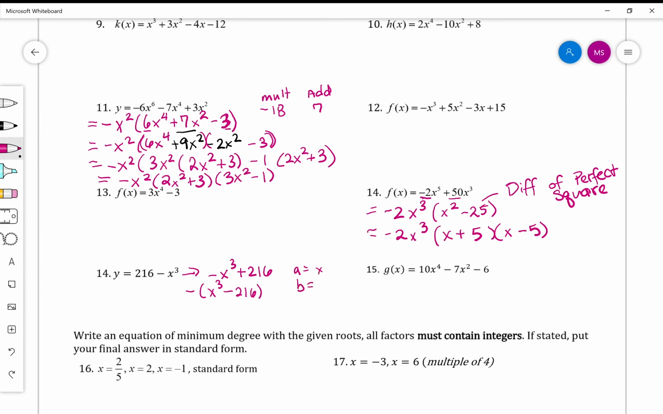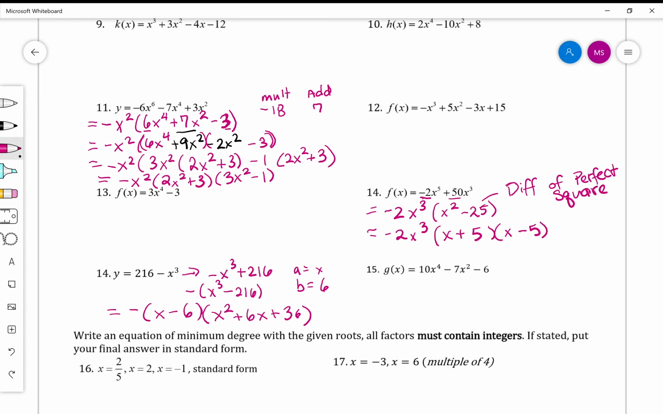B is going to be, well, 216, the cube root of 216 is 6. I'm going to do the difference. So this is going to end up equaling, remember it's a, so that's x because it's a difference, minus b, which is 6. All right, and then all your other signs are just going to be positive. All right, so a squared is x squared. A times b is going to be 6x, and then 6 squared is going to be 36. There you go. Final answer.